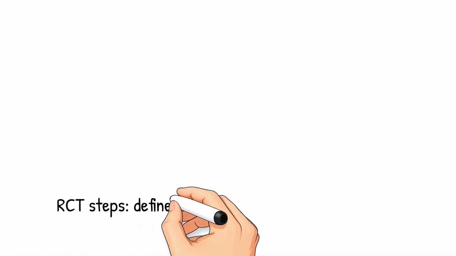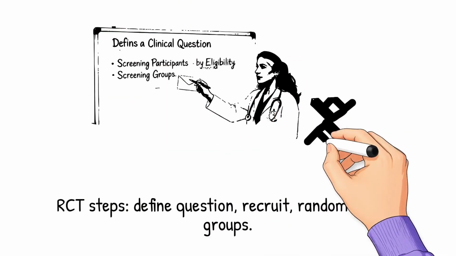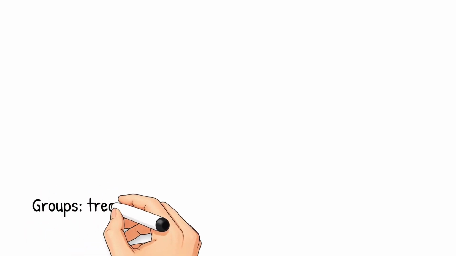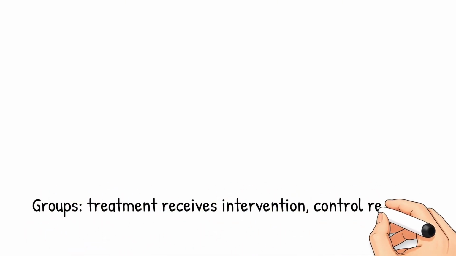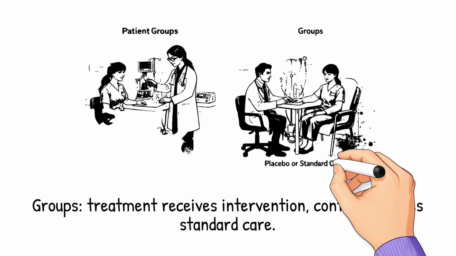How it is performed: define a clinical question in PICO format. Recruit participants who meet strict inclusion and exclusion criteria. Randomize them into groups using a method that removes human bias entirely. A computer-generated sequence, sealed opaque envelopes, or a centralized randomization service. The intervention group receives the treatment. The control group receives a placebo, no treatment, or the current standard of care.